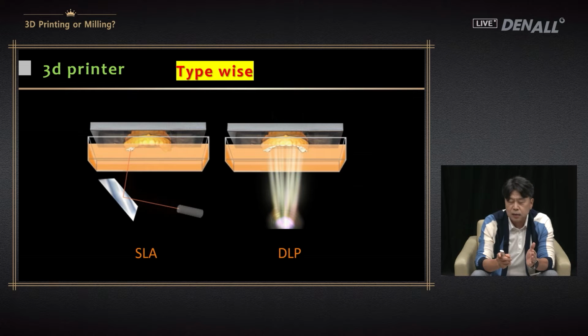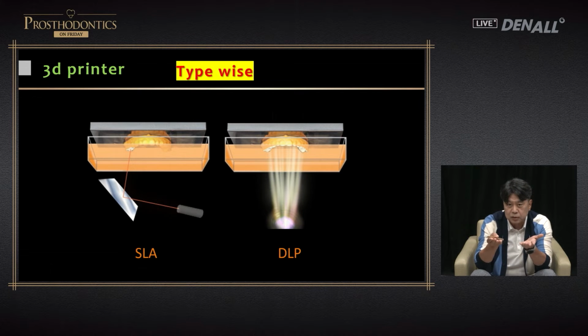On the right, DLP type. As you can see in the pictures, if you remember what you saw in the video just before, at the bottom, the orange one is the water tank. And if you look at the bottom, on the left, a laser is emitted, and on the right, a whole image is projected. SLA type uses laser beams.